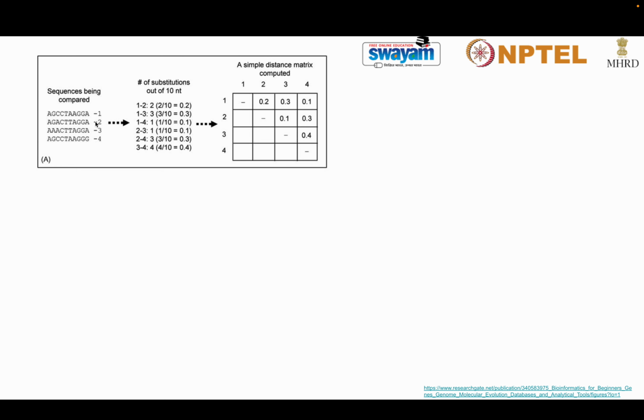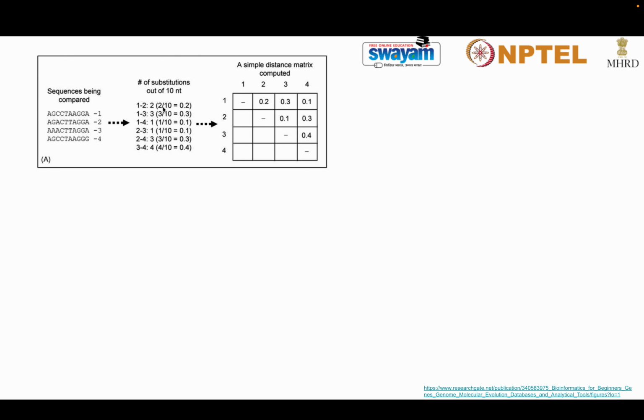Now for each pair we'll look for the substitutions. For example, if you look at 1 and 2, when they are aligned, first, at this third position, the C is substituted with A in sequence number 2. So this is one substitution. Then if you move forward, at this sixth position, A is substituted with T, so adenine is substituted with thymine. So there are two substitutions, and the rest of the nucleotide sequence is exactly the same. In this way, we got the number of substitutions as 2.